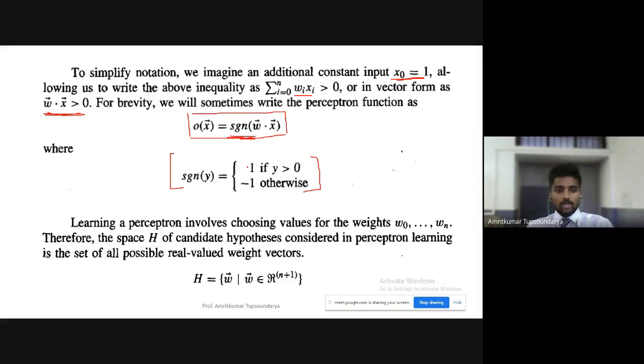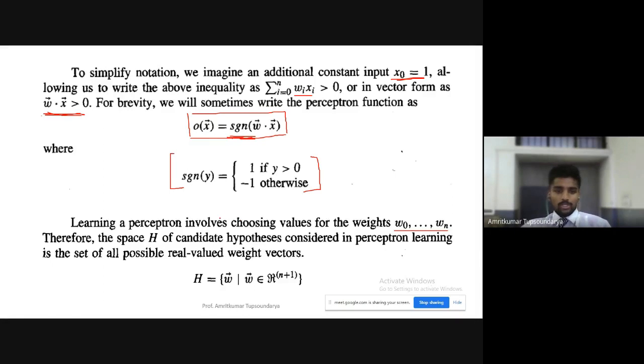But what about the learning of the perceptron? The question arises, how does a particular perceptron learn? Of course, we have an input, a sequence of values which is computed via the linear combination in this case, and we are getting some output. But what is the learning of the perceptron? How can we say that the perceptron has learned? A perceptron can be said to learn when it involves choosing the values for the weights W0 to Wn. Now, how can these values be chosen?